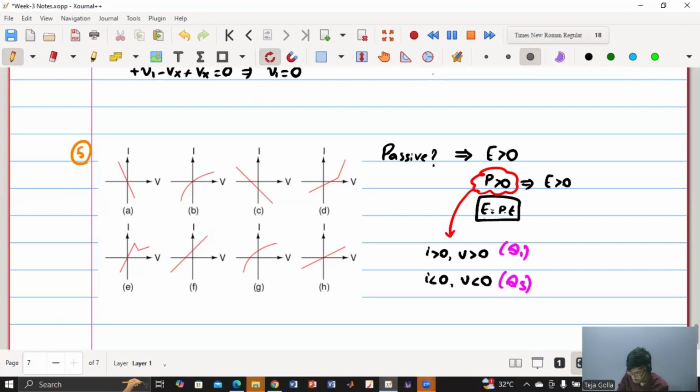So the figure should lie completely in quadrant 1 and quadrant 3, right? So which is what area? If this is the IV curve, it should completely lie in this region or in this region, because this is Q1, Q3. So now tell me, does A come under this picture or no?